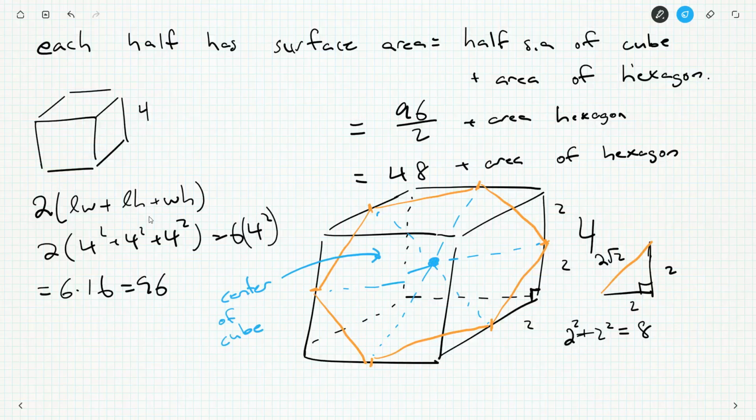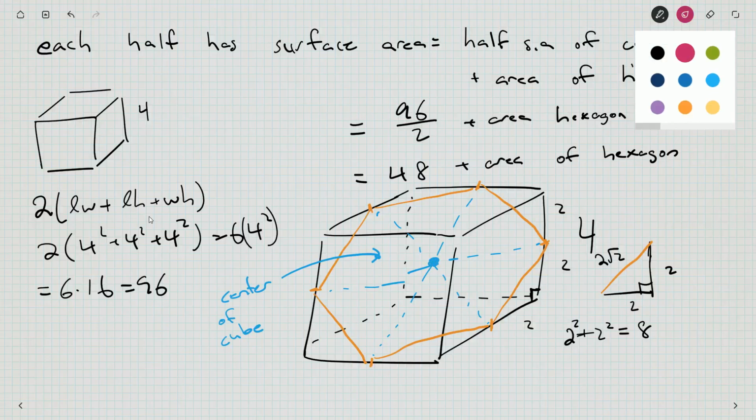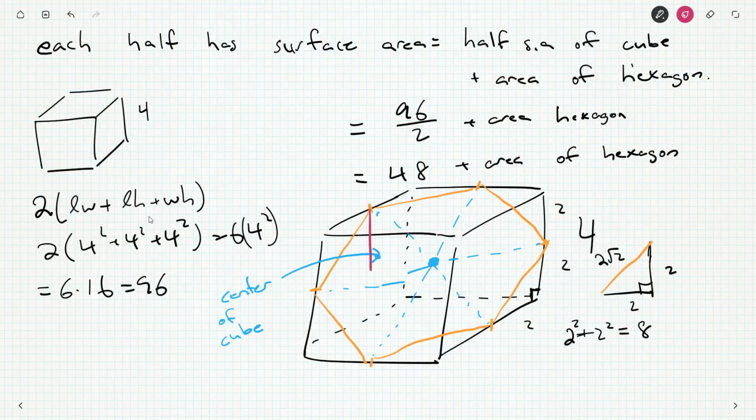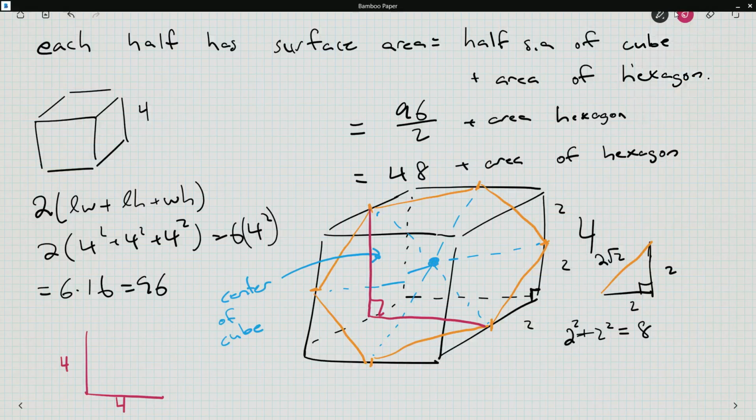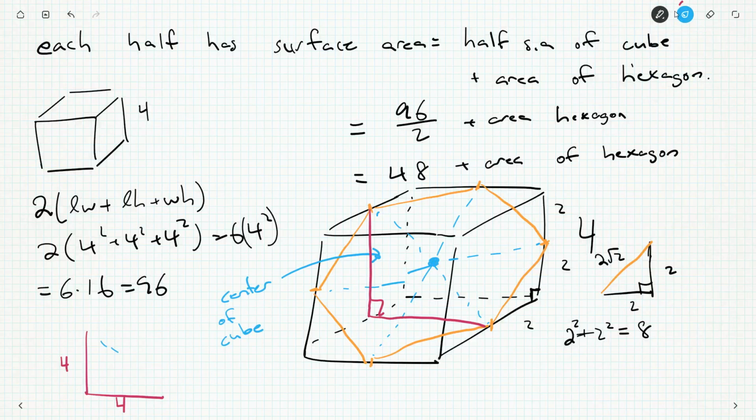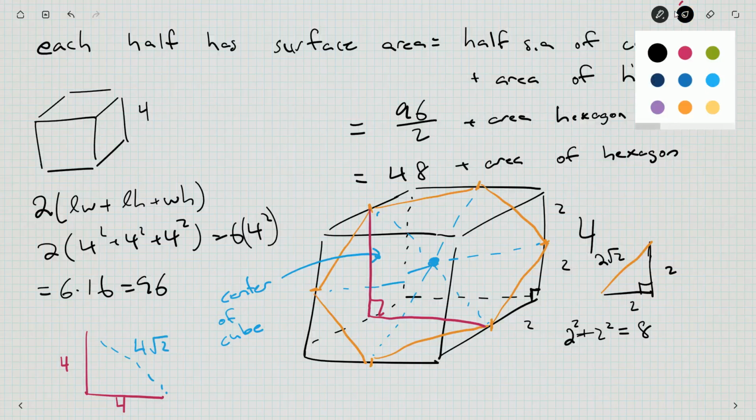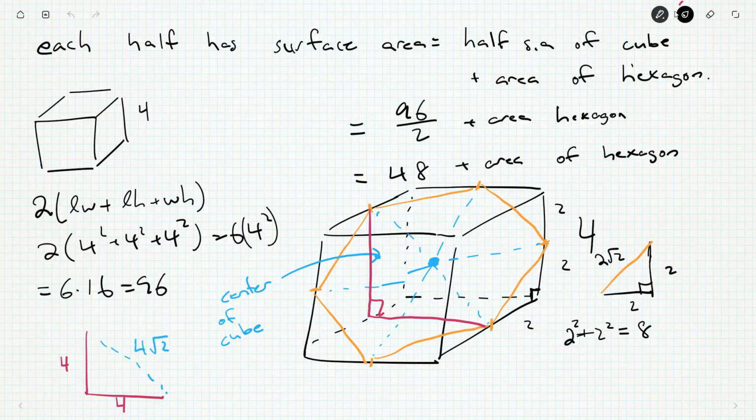And so if I drop another right angle, these guys are going to be side length of 4 of the cube, and then my dashed line here is then going to be 4 root 2, again by Pythagoras. I'm not going to write it out, but so now we have hexagon here.